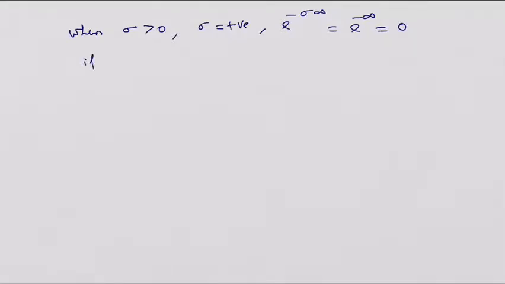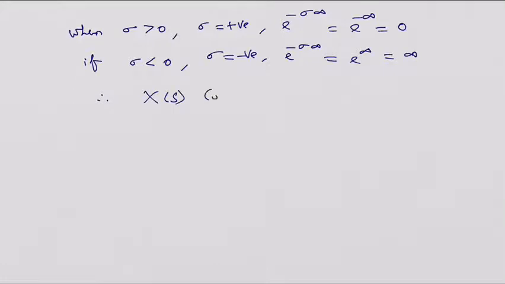If sigma is considered to be a value less than 0, that is, when sigma is negative, you can find that e power minus sigma into infinity will become e power infinity, which will result in infinity, isn't it? Therefore, we can say that X(s) converges, exists, and gets a finite value only when sigma is greater than 0.